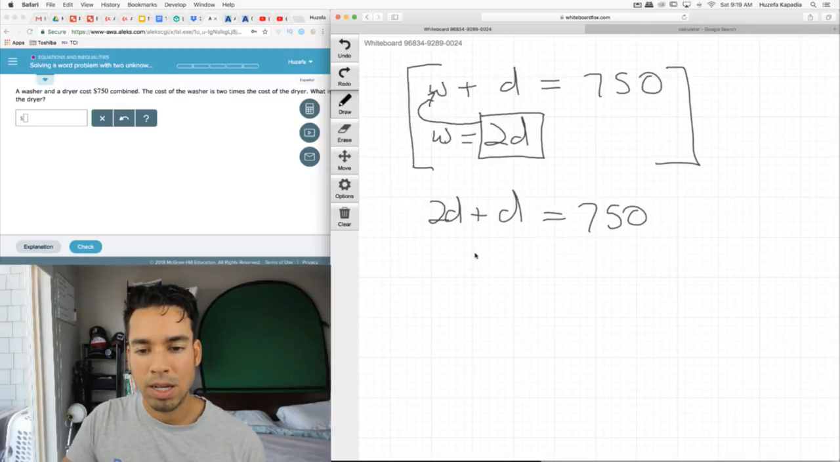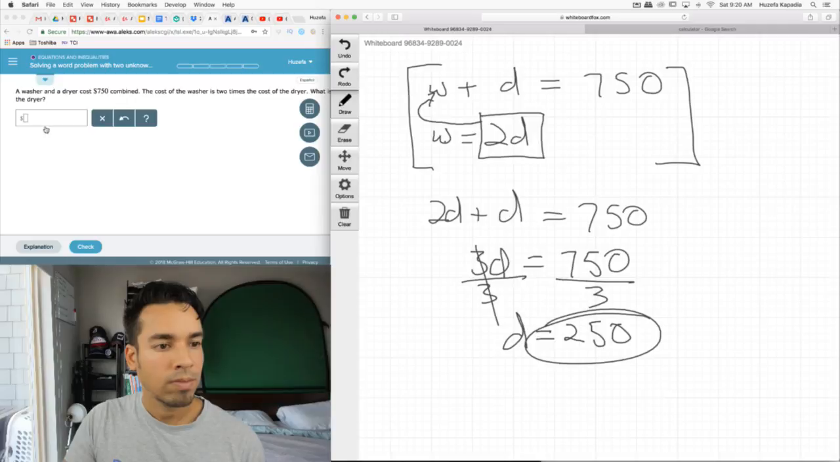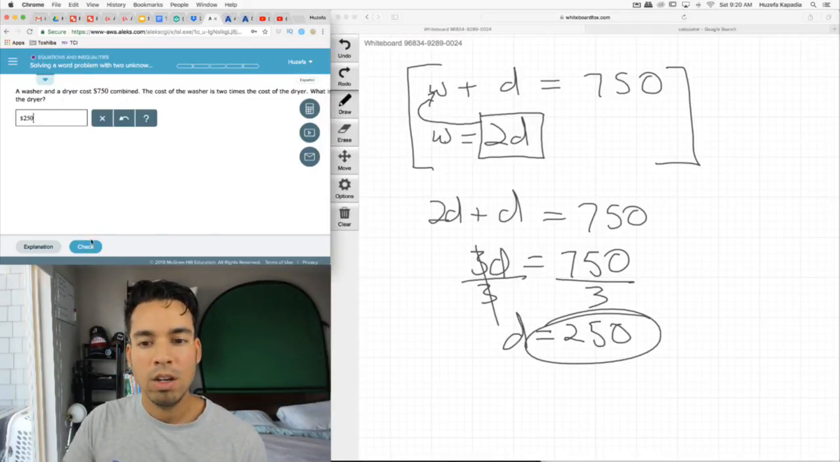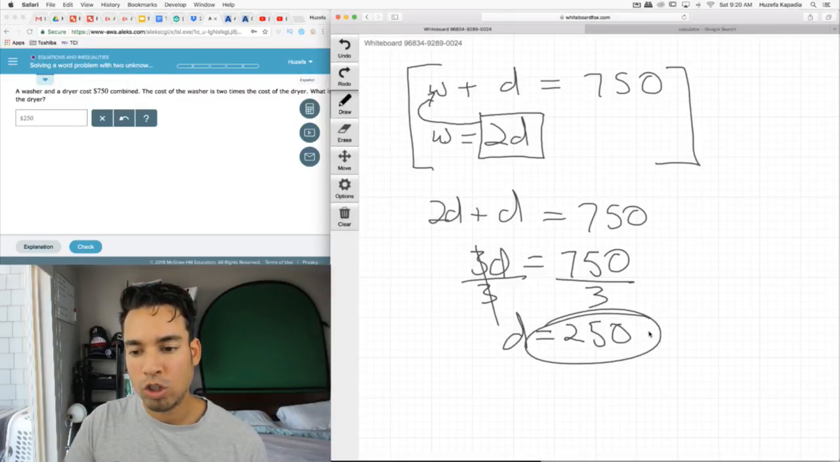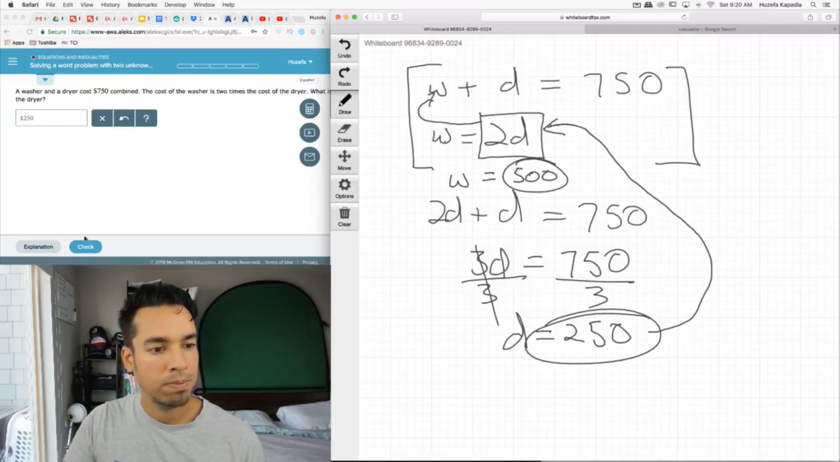Now I've got a nice single variable equation that I can solve. 2D plus D, combining like terms, equals 3D, right? Because 1D plus 2D is 3D. And then to isolate, we're going to divide both sides by 3, do the inverse of multiply. And D equals 750 divided by 3, which is 250. So the dryer is 250. The washer is 500, but we don't care about that. We just want to find the price of the dryer. If we did need to find the cost of the washer, we'd take this value and plug it into either equation, but this would probably be easier. And then 2 times 250 is 500, so W is 500.